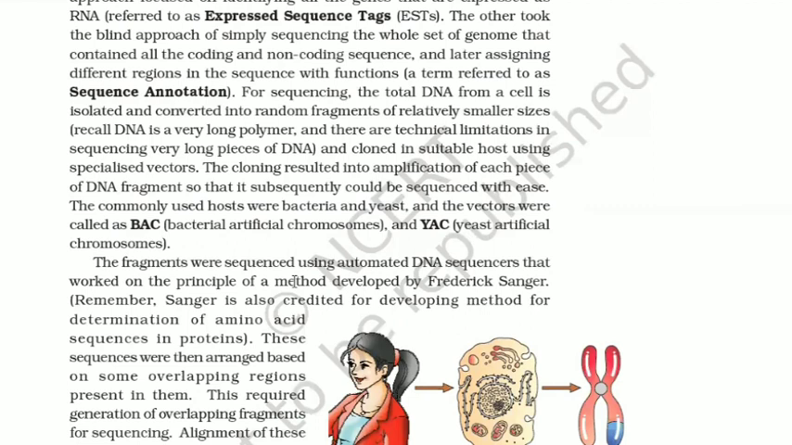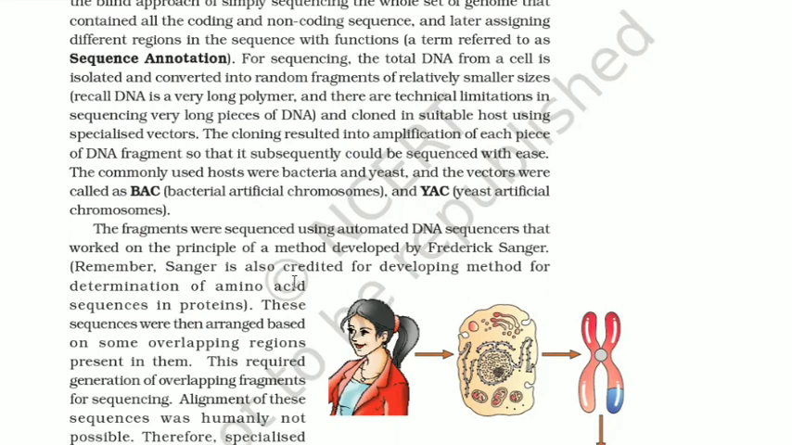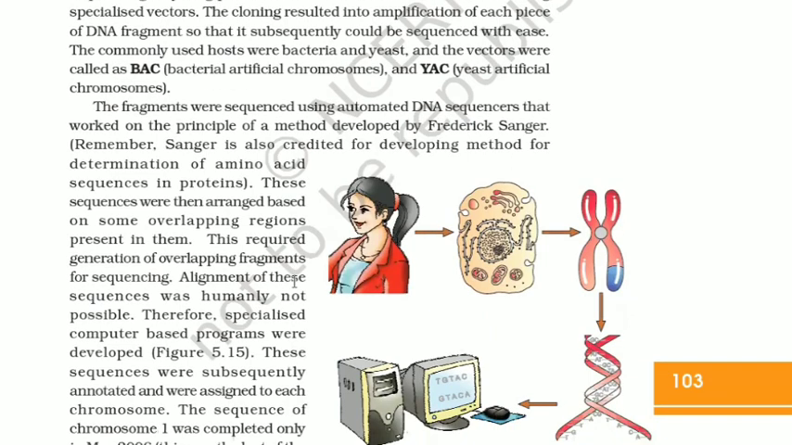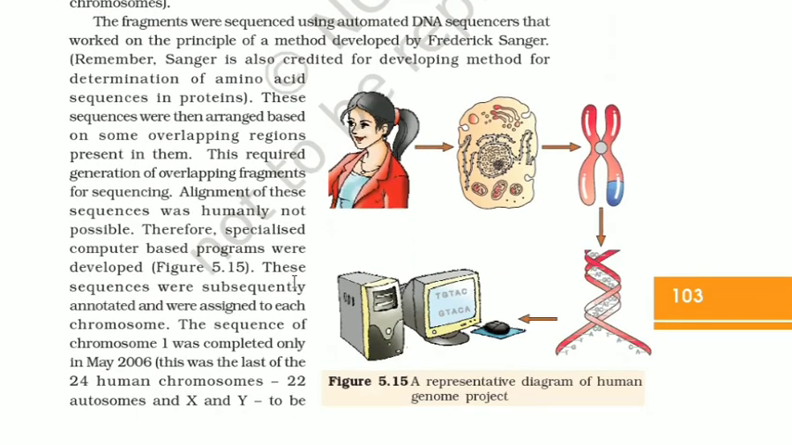For sequencing, the total DNA from a cell is isolated and converted into random fragments of relatively smaller sizes and cloned in suitable hosts using specialized vectors. The cloning resulted in amplification of each piece of DNA fragment so that it subsequently could be sequenced with ease. The commonly used hosts were bacteria and yeast, and the vectors were called BAC, bacterial artificial chromosomes, and YAC, yeast artificial chromosomes.